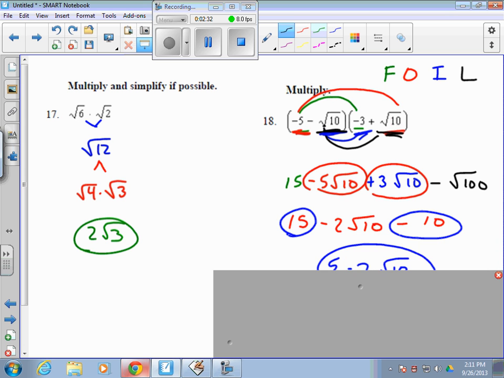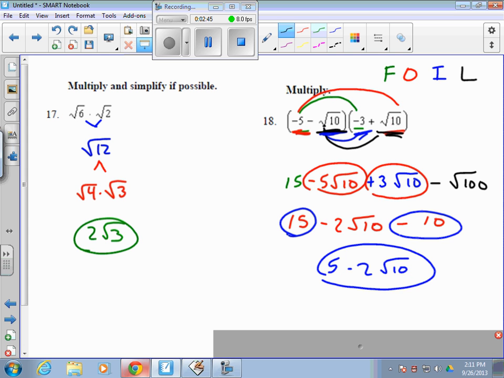When you combine those like terms, negative 5 and positive 3 give you negative 2 times the square root of 10. Then you can combine the other like terms. Negative square root of 100 is negative 10. 15 minus 10 is 5. So this is 5 minus 2 times the square root of 10.